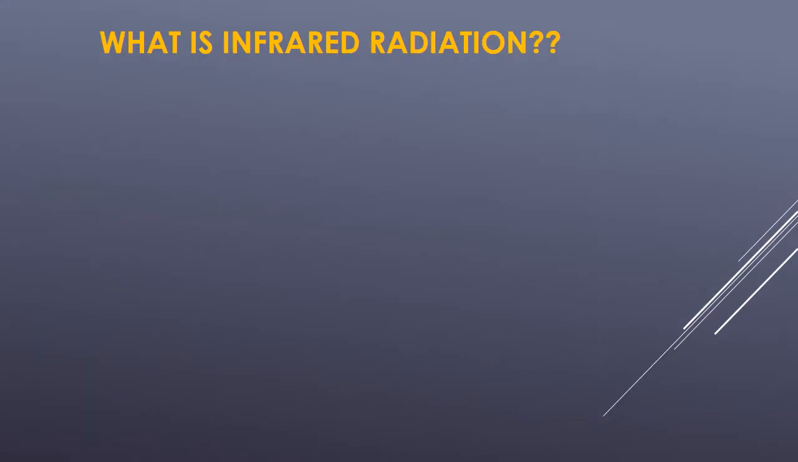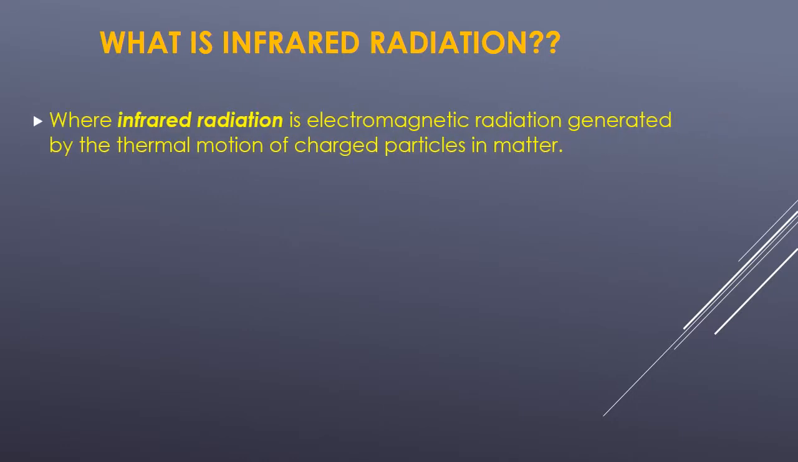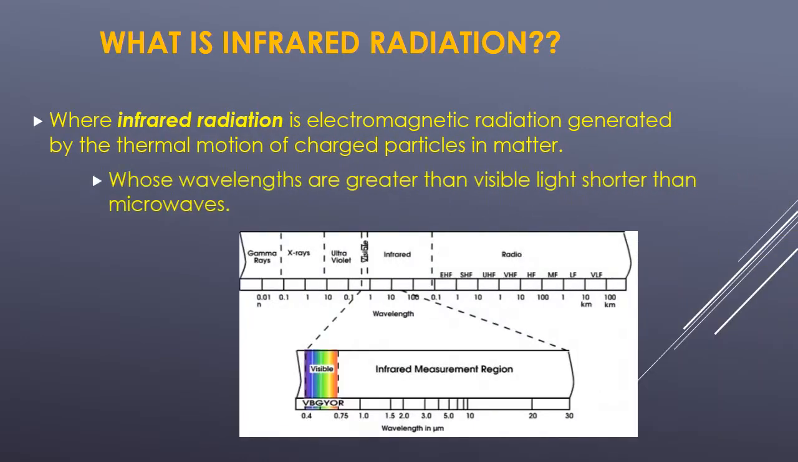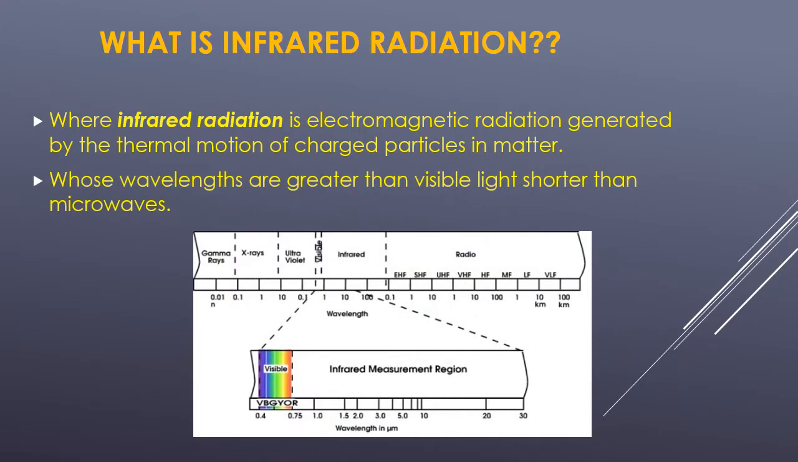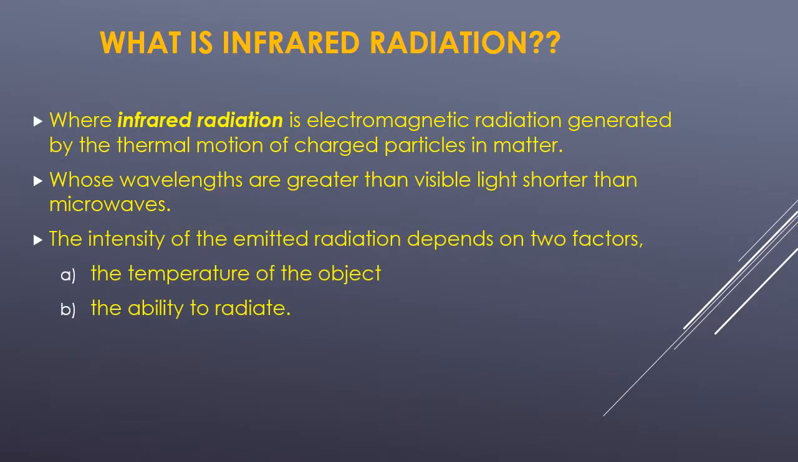What is infrared radiation? Infrared radiation is electromagnetic radiation generated by thermal motion of charged particles in matter. In its most familiar form, it is the radiated heat which can be sensed by our skin yet cannot be seen by our eyes. The intensity of the emitted radiation depends on two factors: the temperature of the object and its ability to radiate. The latter is called the emissivity or emittance of the object.